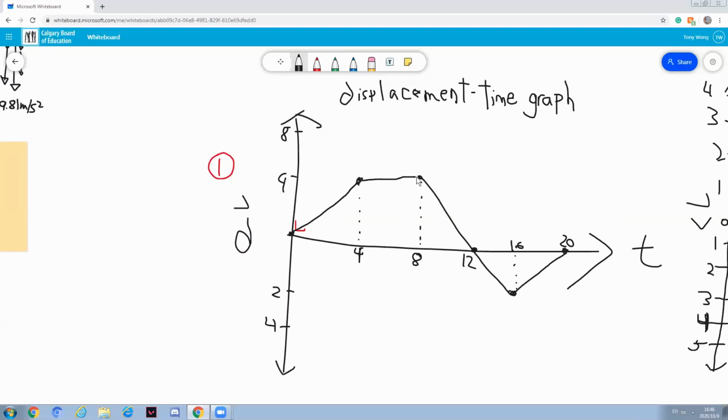An object, in the first 4 seconds of its journey, travels 4 meters from its original position. Then another 4 seconds pass, and it's still at 4 meters from the position it was at 4 seconds ago. Then in another 4 seconds the object travels back to where it originally was, because it's at 0. Then 4 more seconds pass by, and now it's 2 meters in the negative direction away from where it originally was. Then another 4 seconds later.